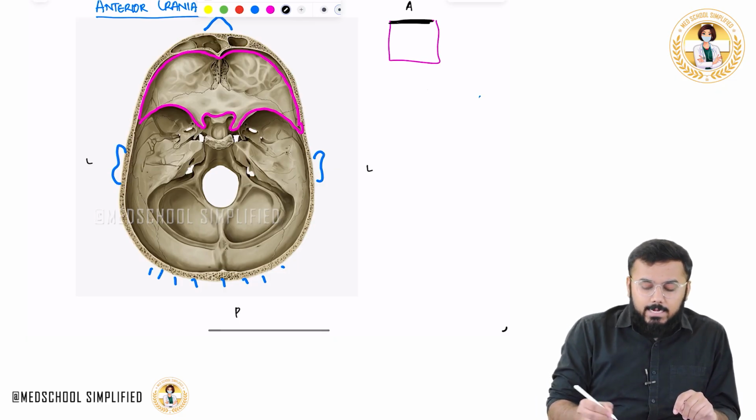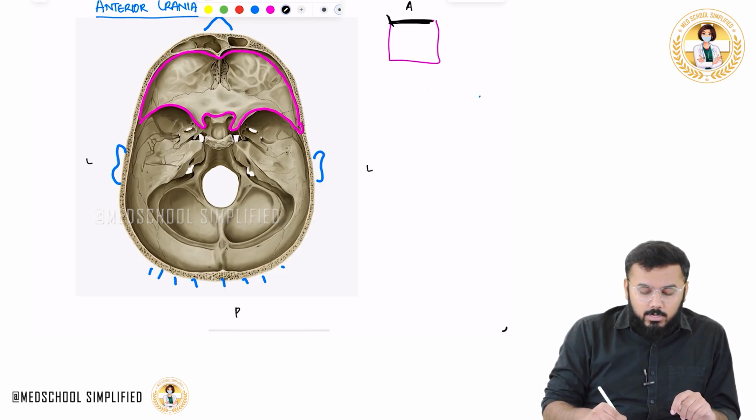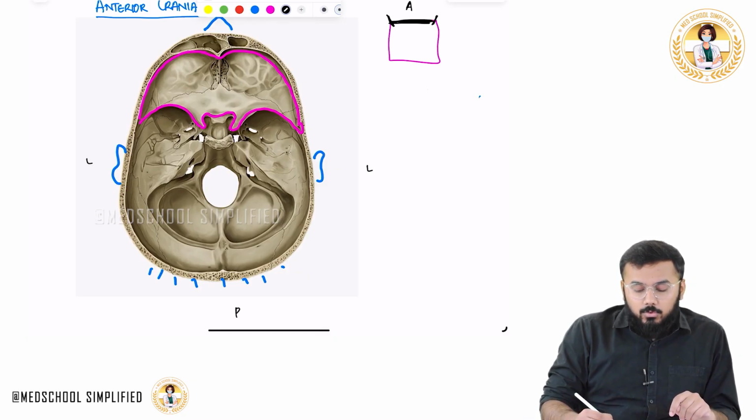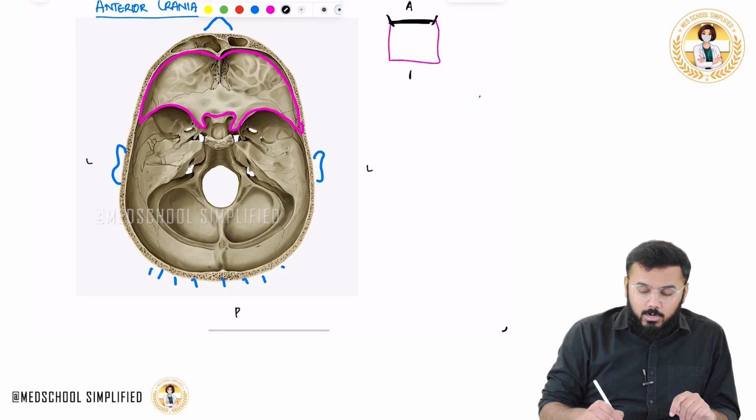So this is the anterior border. This anterior border starts at this end and it ends at this end. Next, where is the posterior border? This is the posterior border. The posterior border also starts at this end and ends at this end.